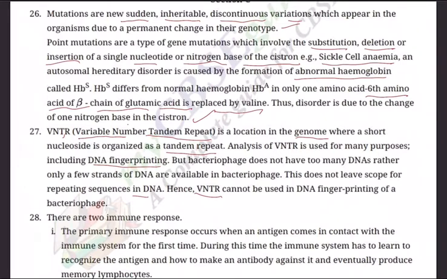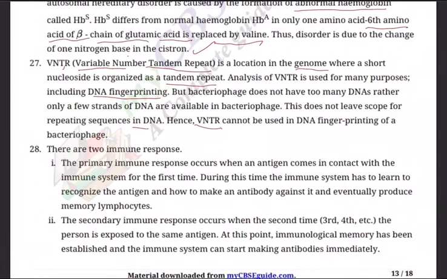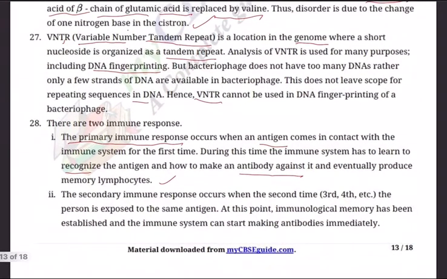Question number 28. Name and explain the 2 types of immune responses in humans. There are 2 immune responses. First one is the primary immune response. This occurs when an antigen, of course antigen is a protein, comes in contact with the immune system for the first time. During this time, the immune system has to learn to recognize the antigen and how to make an antibody against it. Anti, against the body. Which body? Antigen. And eventually produce memory lymphocytes.